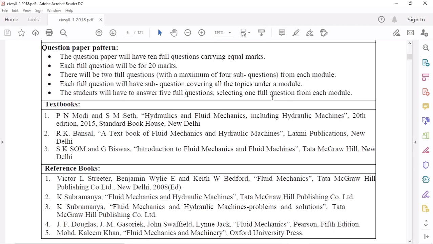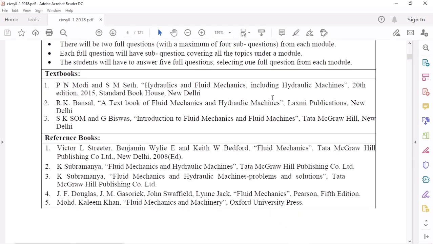Now we'll see the different types of textbooks which are available to gain knowledge of the subject, that is Hydraulics and Fluid Mechanics by P. N. Modi and S. M. Seth, then A Textbook of Fluid Mechanics and Hydraulic Machines by R. K. Bansal, Introduction to Fluid Mechanics and Fluid Machines by S. K. Som and G. Biswas. So these are the 3 textbooks prescribed by the VTU. Now what I am going to refer is the second one, that is R. K. Bansal, A Textbook of Fluid Mechanics and Hydraulic Machines by Lakshmi Publications. You can refer to any books, okay, the concept will be the same, okay.